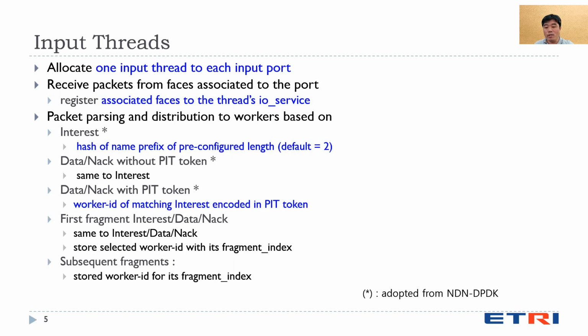We added a new distribution rule for fragmented large packets. As the first fragment has the name and PIT token, the distribution rule is the same as for interest and data. For subsequent fragments, the input thread stores the worker ID of the first fragment with its fragment sequence, which is the identifier of a fragmented packet. Because the subsequent fragments have the same sequence, they can be sent to the first fragment's forwarding worker.